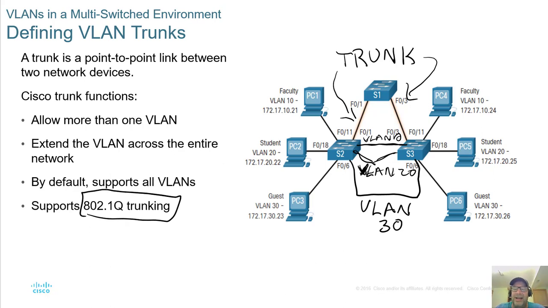802.1q says this: in addition to the regular frame header, we're going to add 2 more values. We're going to add a VLAN ID value, and we're going to add a prioritization value.